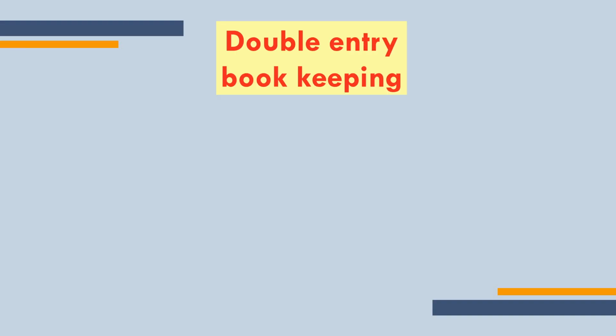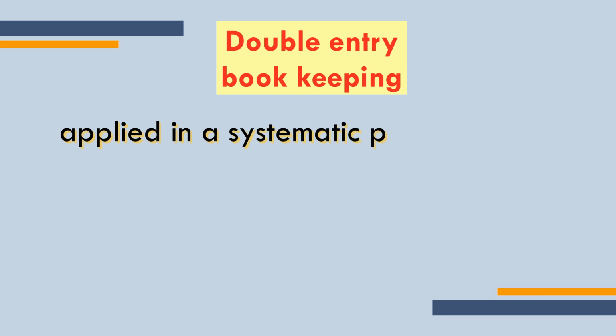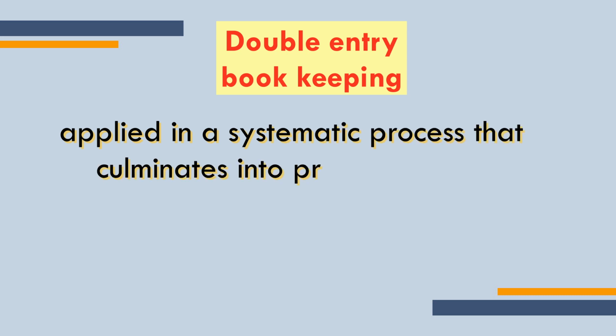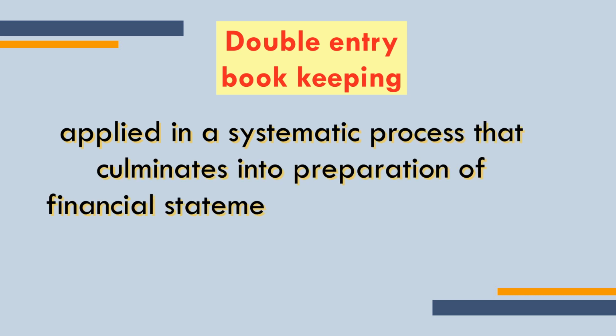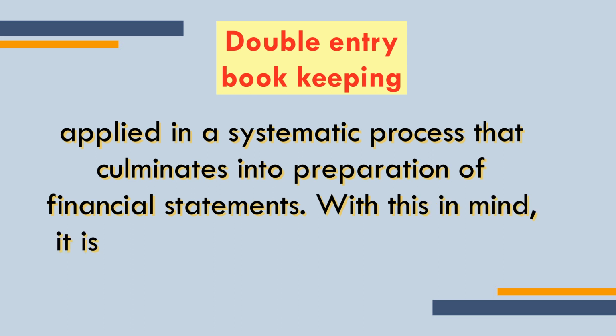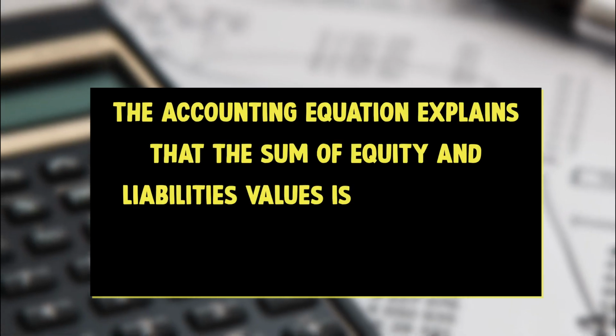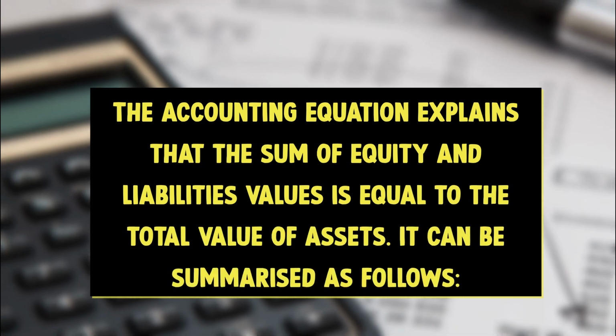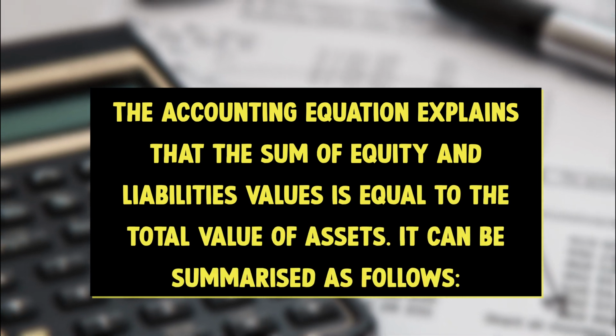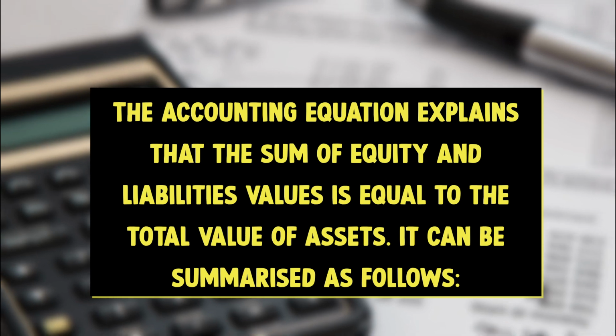Double entry bookkeeping is applied in a systematic process that culminates into the preparation of financial statements. With this in mind, it is important to build an accounting equation. The accounting equation explains that the sum of assets is equal to the sum of equity and liability.